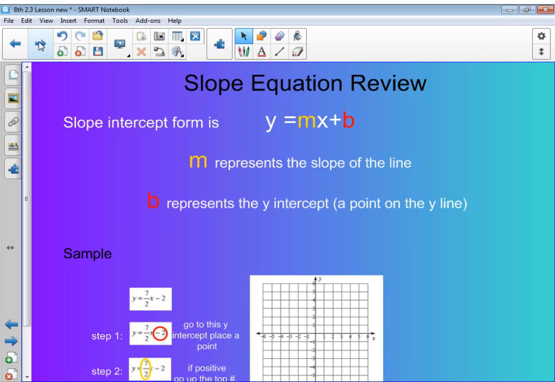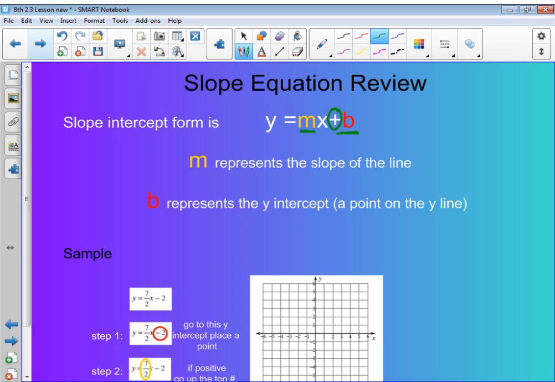Okay, so our slope equation review. First of all, our slope-intercept form is y equals mx plus b, where m is representing our slope, and b is representing our y-intercept. The one thing that I do want to point out is we won't always have a plus sign here, which in my first example, you'll notice ends up being a negative.